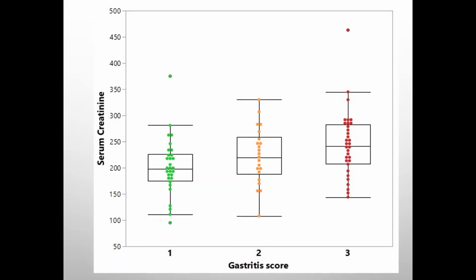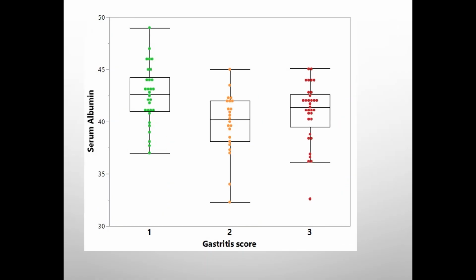So the serum creatinines were slightly higher, not a great deal, in the cheetahs that had a grade 3 gastritis than in those that had a score of 1 or 2. And then the serum albumin, which is a protein in the blood, often made in the liver, was lower in the grade 2 and grade 3 gastritis than in grade 1 gastritis.